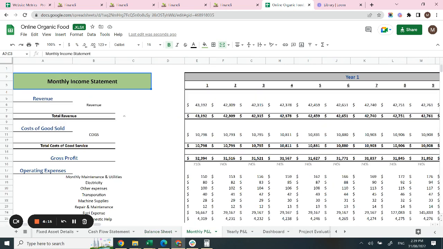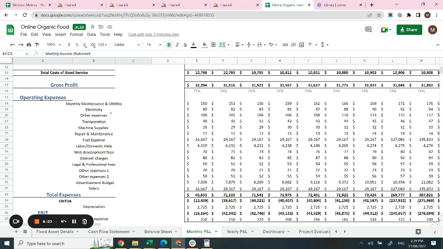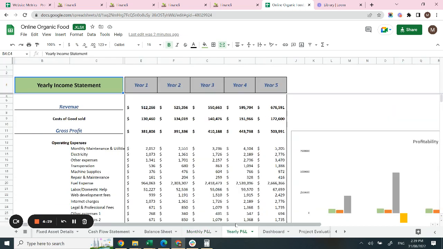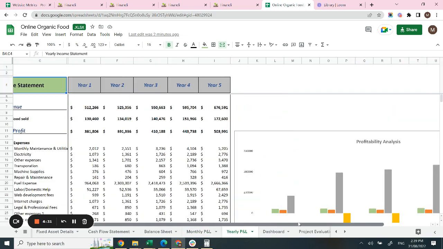Moving on, monthly P&L. It mentions revenue, cost of sales, operating expenses, and net income before and after tax. All this information is mentioned in the yearly P&L. Further, it includes a profitability analysis chart.